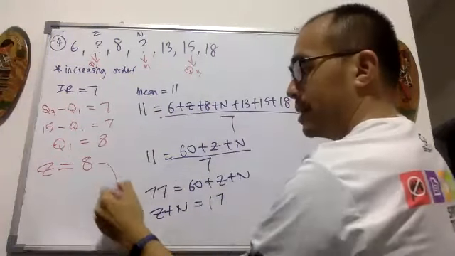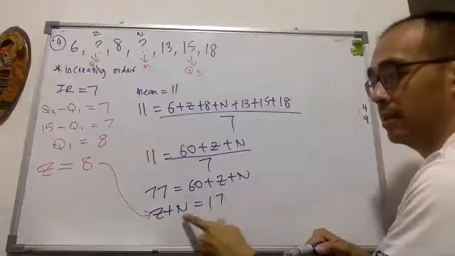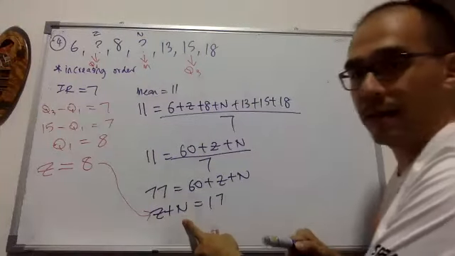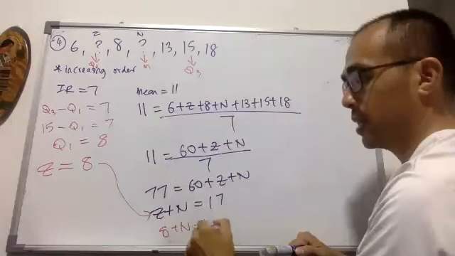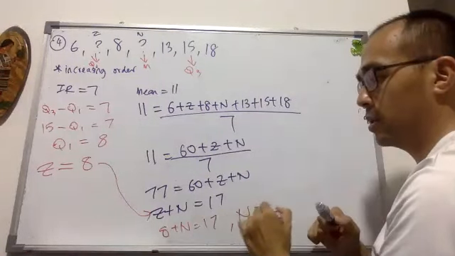Kalau saya dapat Z equals to 8, I can count N's score. 8 plus N equals to 17. So N equals to 9.